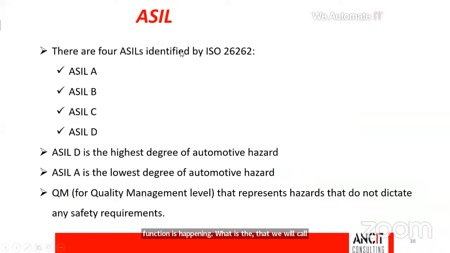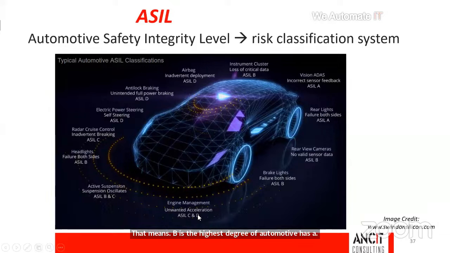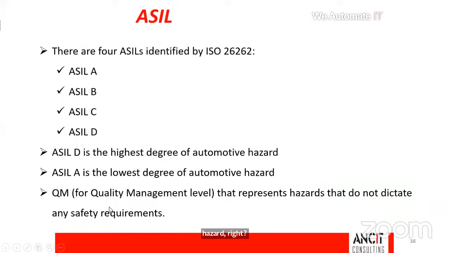According to ISO, there are four types of ASILs: A, B, C, D, and D is the highest degree of automotive hazard. Hazard means damage. You can see here D. Why is it getting D? If there is some unwanted acceleration, the hazard will be very severe. Correct. Now you can see the rear light failure. If the rear light fails, there will not be much hazard. The rear light will just not be working. That's it. That is what the ASIL classification is.